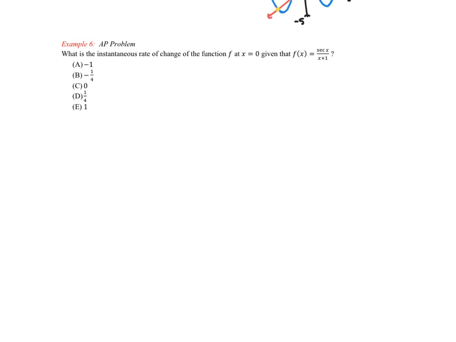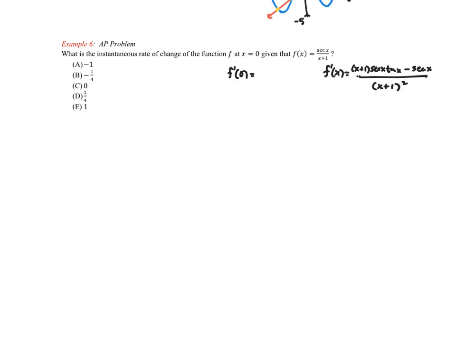All right, number 6, last one for the day. What is the instantaneous rate of change of the function f at x equals 0, given that f equals that thing? Okay, so I'm going to take the derivative because I'm looking for f prime at 0. That's my goal. So what is f prime at any x? Well, again, quotient rule. So we're going to take low times the derivative of the high. Derivative of the high function or upper function is secant x tangent x minus high d low, which is 1, all over x plus 1 quantity squared.